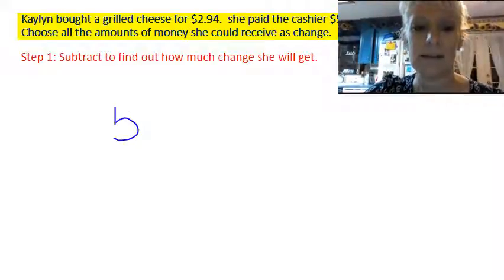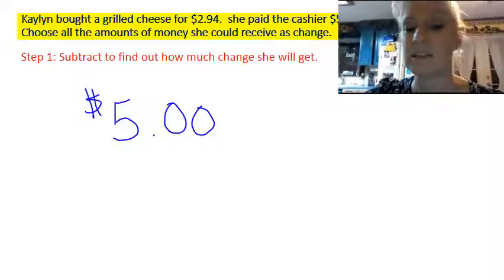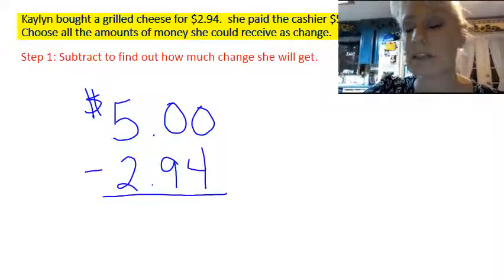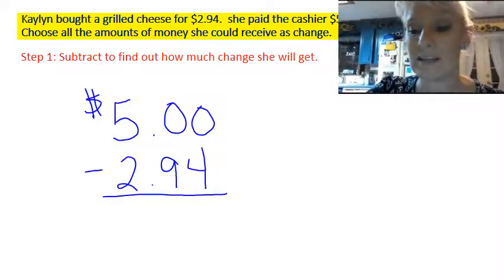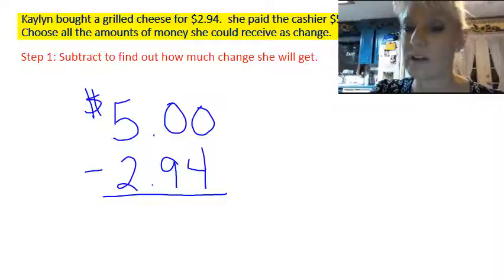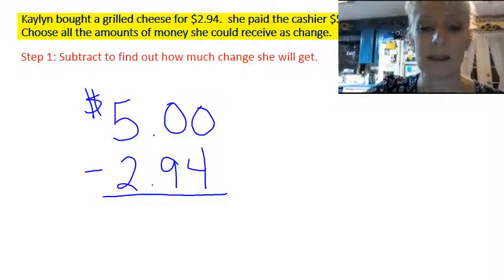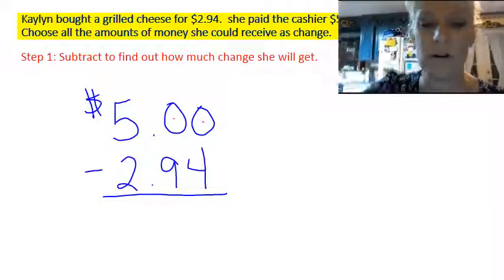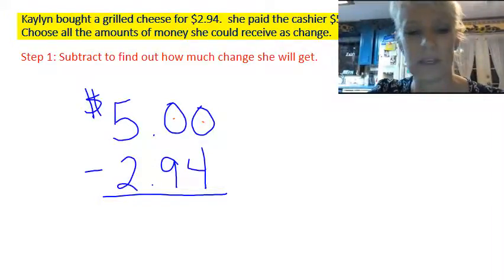I'm going to go ahead and put my $5 first because that's how much Kaylin is going to give the cashier. Underneath that, I'm going to put $2.94 because that's how much her grilled cheese costs. Next, I'm going to have to subtract in order to find out how much change that would be. I see that there's a 0 here. That's not going to help me subtract 4. And this 0 isn't going to be very helpful either.